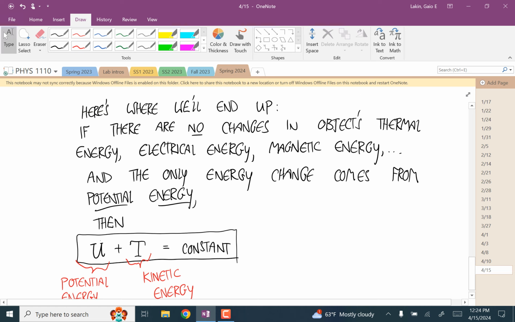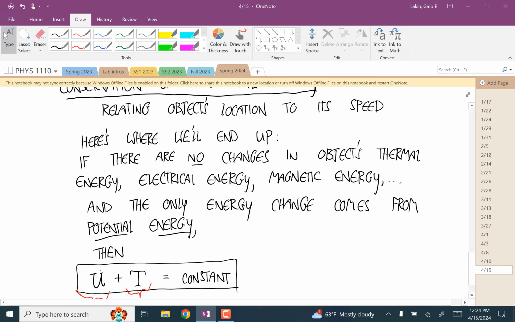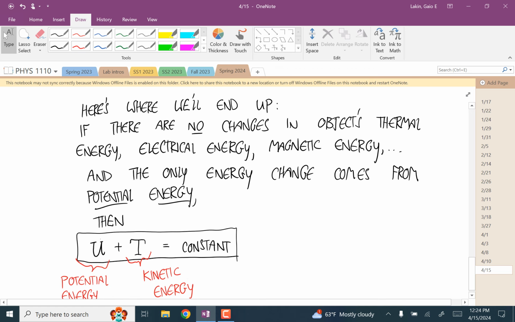Okay, so we're not dealing with electricity, magnets, temperature changes, phase changes, anything like that. We're not talking about going from, you know, a liquid to a solid or anything like that. We're just talking about mechanical things happening, mechanical energy, okay? And if the only energy changes come from changes in potential energy, then these two have the relationship where you lose one, you have to gain that same amount of the other one.